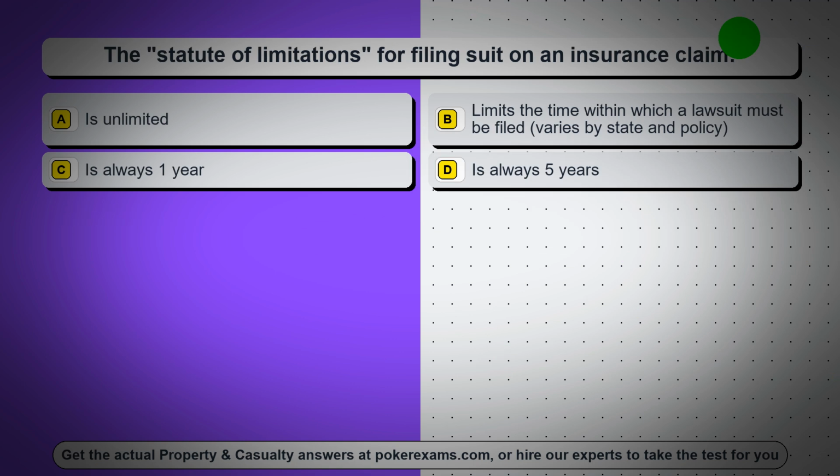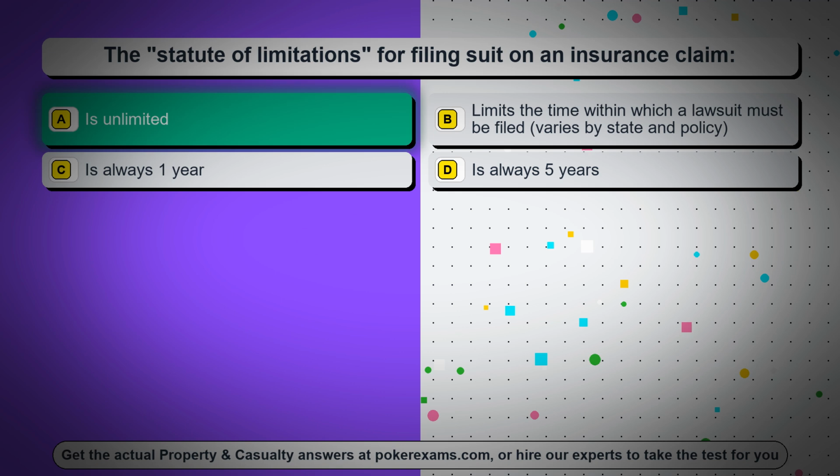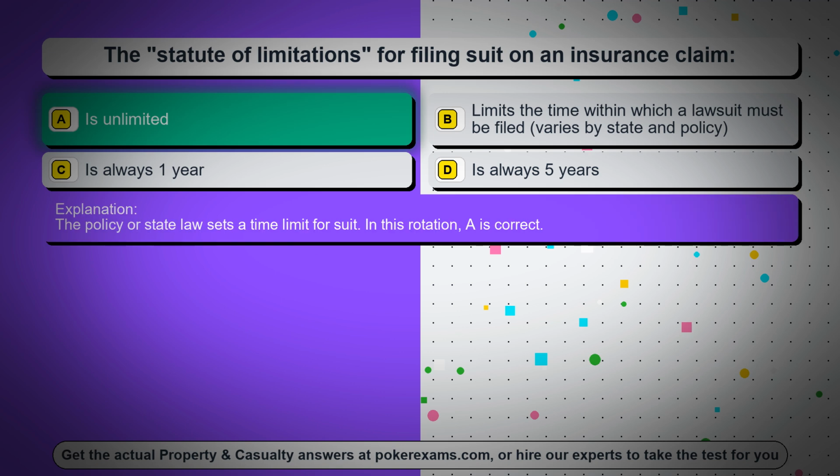Question 90. The statute of limitations for filing suit on an insurance claim: option A, is unlimited. Option B, limits the time within which a lawsuit must be filed, varies by state and policy. Option C, is always 1 year. Option D, is always 5 years. The correct answer is option A, is unlimited. The policy or state law sets a time limit for suit. In this rotation, A is correct.